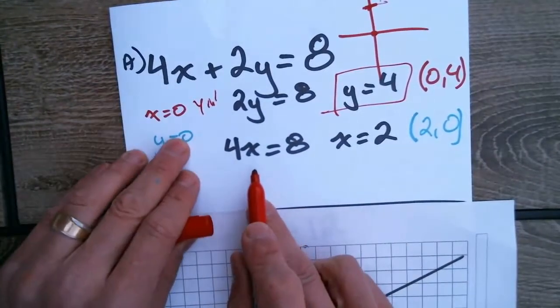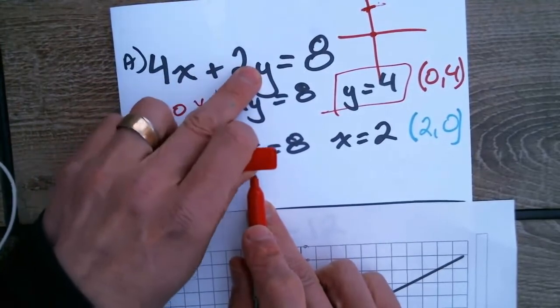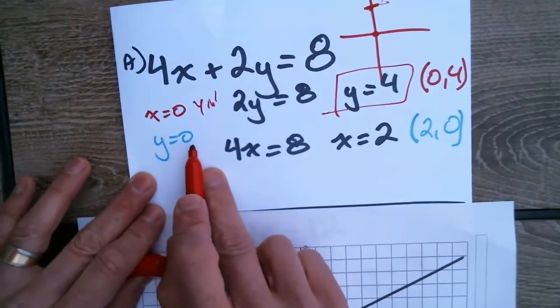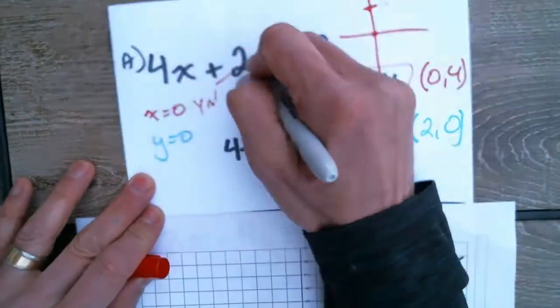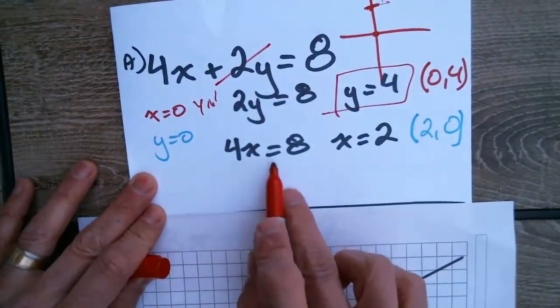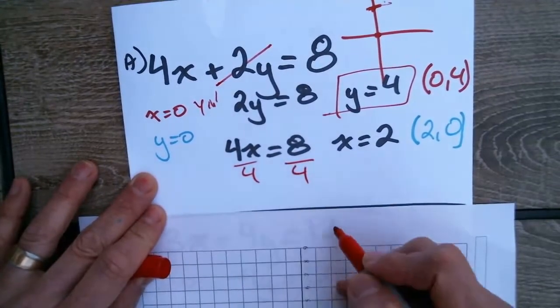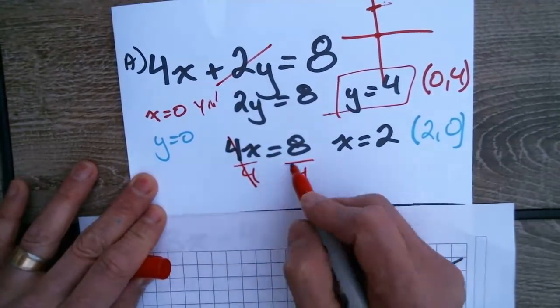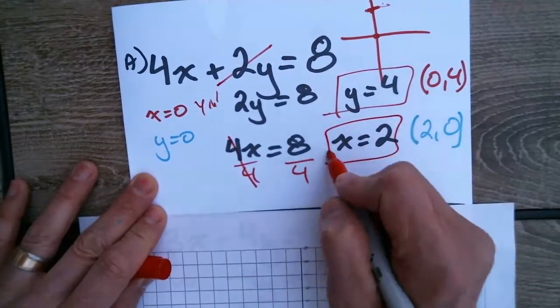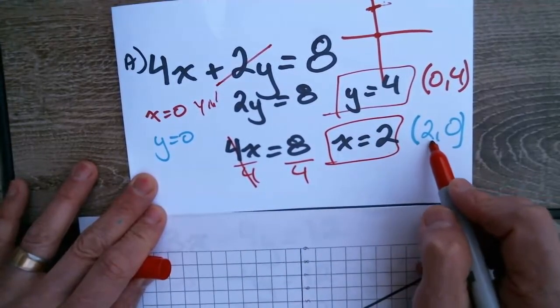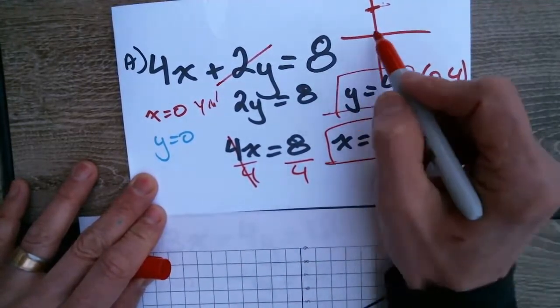Now, I'm going to do the opposite thing. I'm going to make y 0 down here. When y equals 0, that takes out that part of the equation. So I get 4x equals 8. If I divide both of these by 4, those cancel out. X is going to be 2. So this is my x is 2, y is 0.